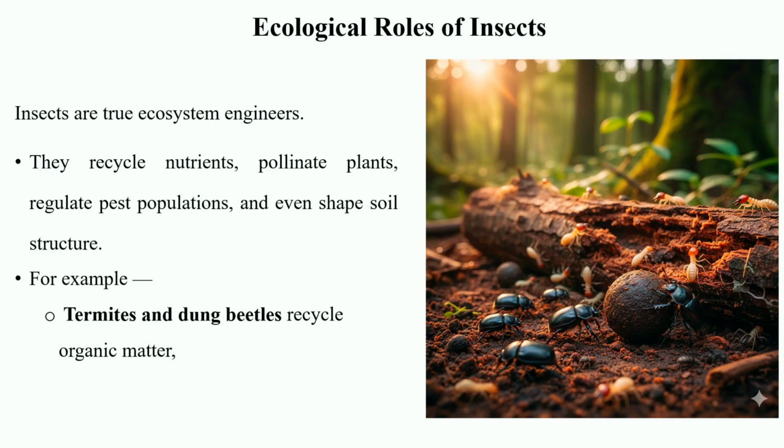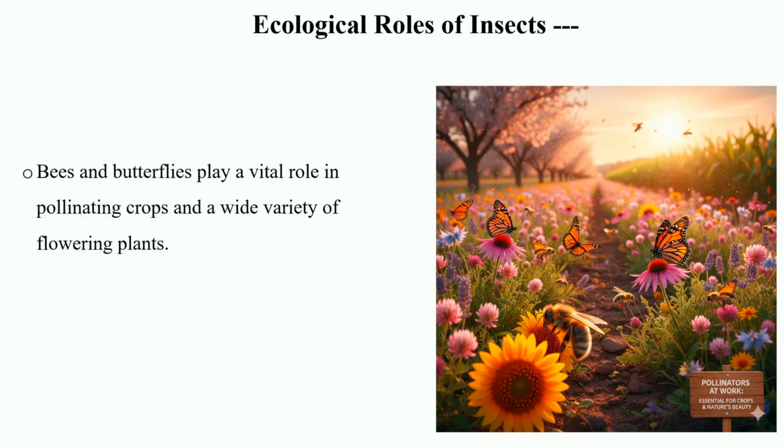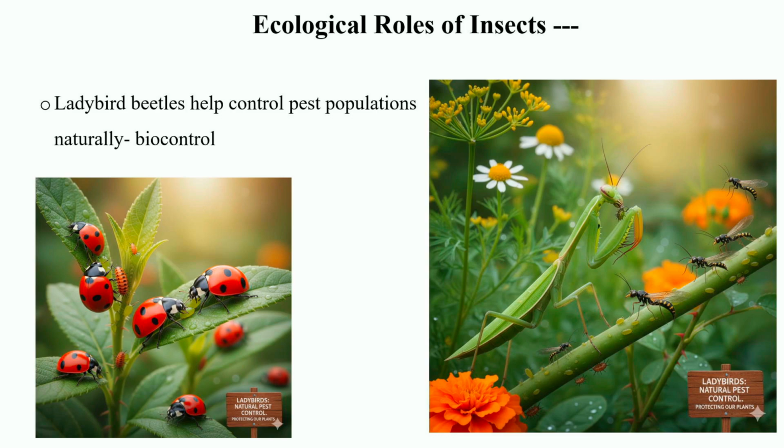For example, termites and dung beetles recycle organic matter. Bees and butterflies play a vital role in pollinating crops and a wide variety of flowering plants. Ladybird beetles help control pest populations naturally, acting as a biocontrol agent.